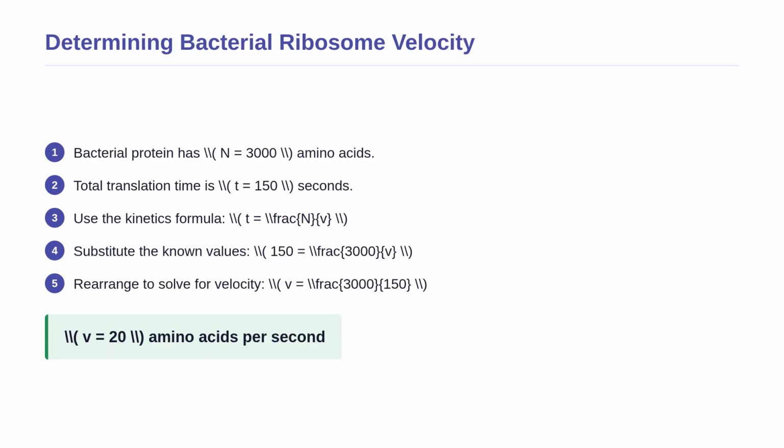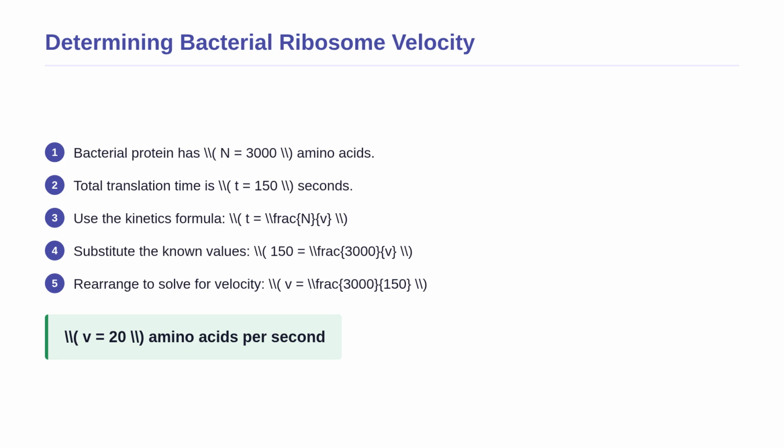Now that we have calculated time, let us look at a scenario where we need to find the speed. A fast-growing bacterial cell synthesizes a massive structural protein that is 3,000 amino acids long. The cell completes this entire process in exactly 150 seconds. We are asked to determine the elongation velocity of the bacterial ribosome.